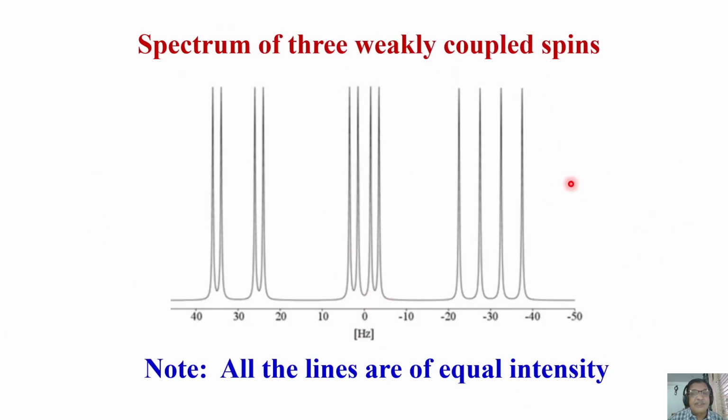Similar to our AX spin system, where 2 spins are coupled, we understood when there is a JAX, 2 coupled spin system, we got 4 peaks. All are equal intensity. Here also, all the peaks are of equal intensity. This is a purely perfect AMX weakly coupled spin system. The spectrum appears like this.